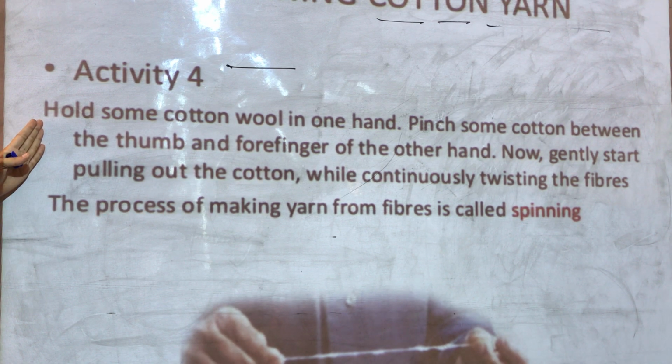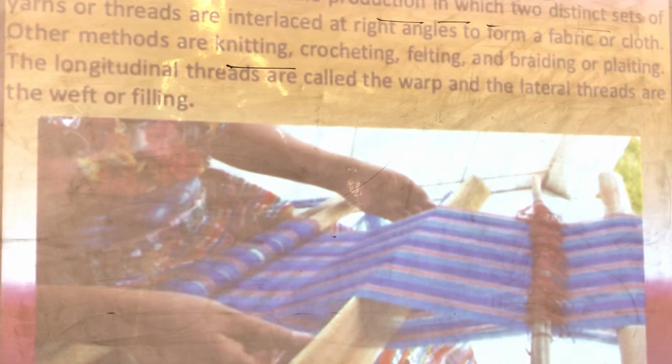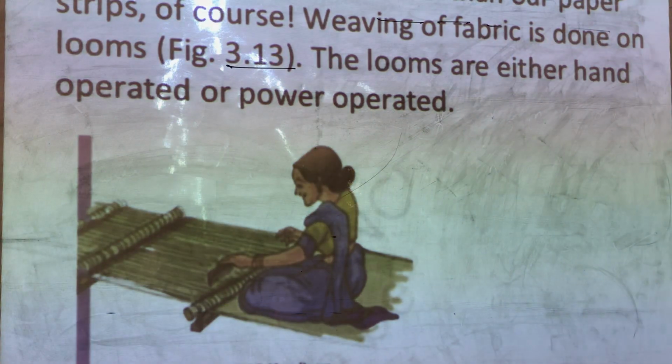Hold some cotton wool in one hand, pinch some cotton between the thumb and forefinger of the other hand. Now gently start pulling out the cotton while continuously twisting the fiber. This process of making yarn from fiber is called spinning. Okay. Now the last process, children, is weaving.